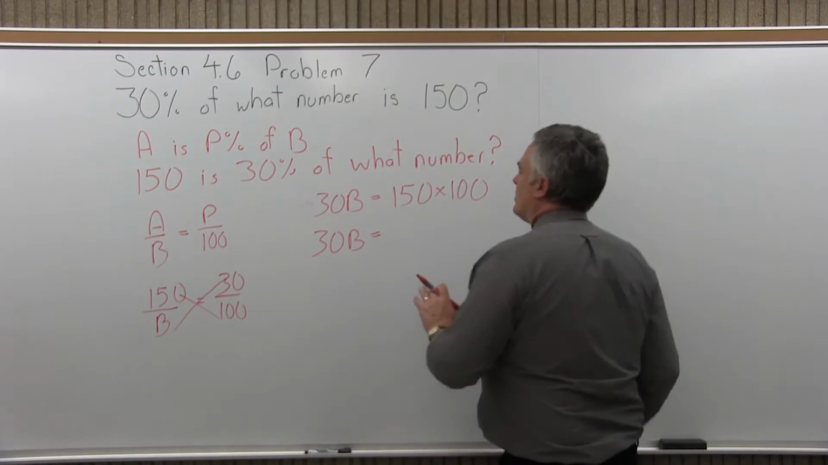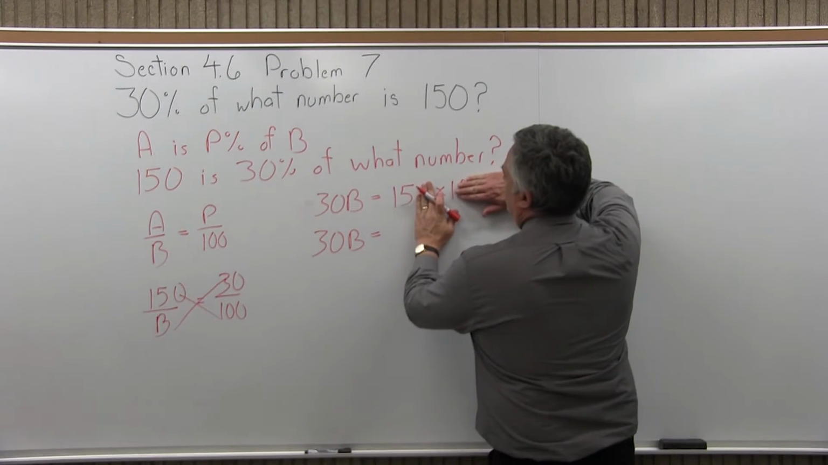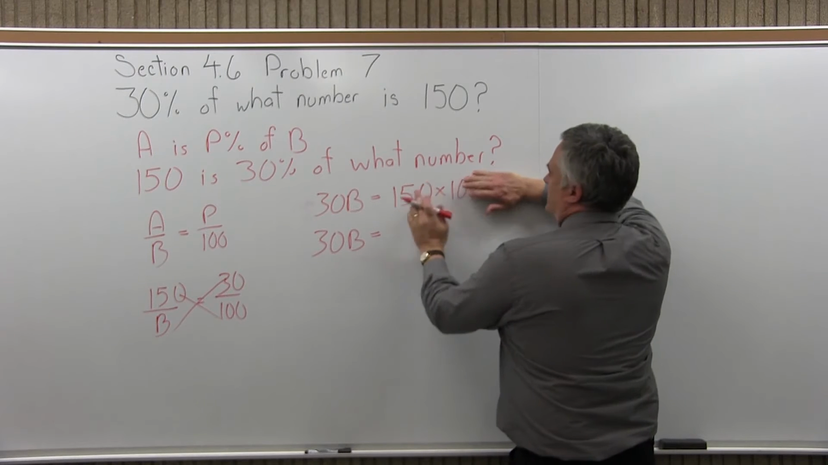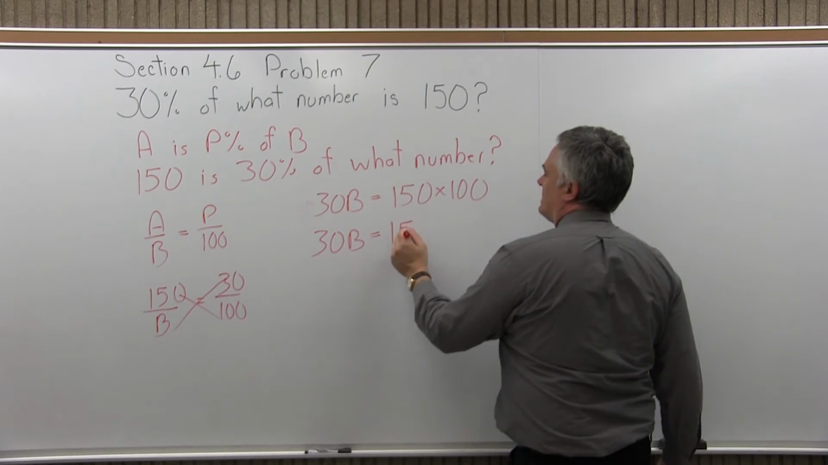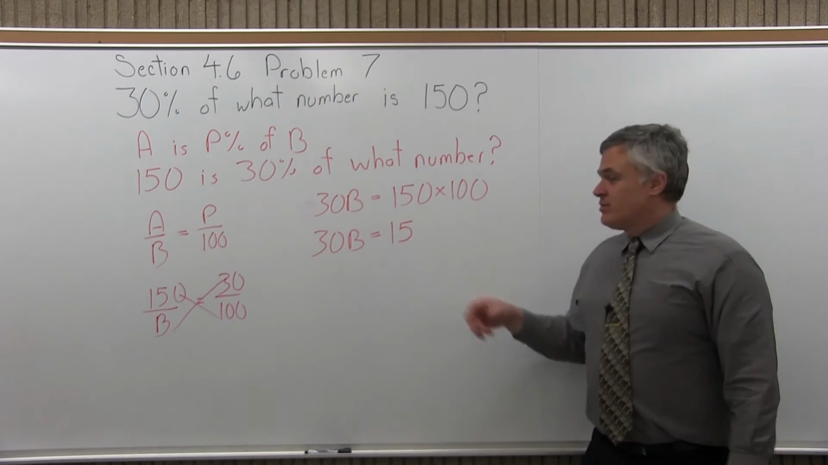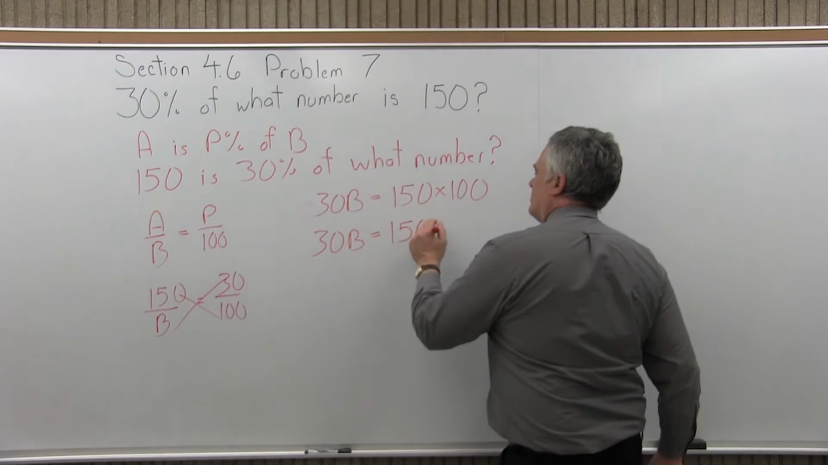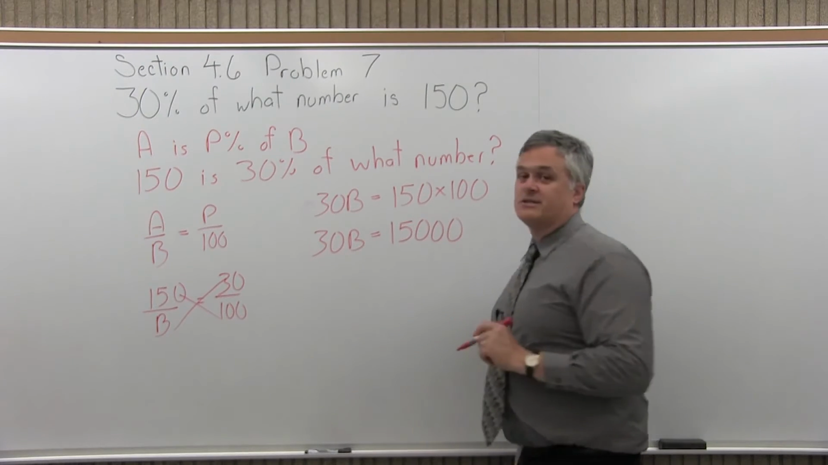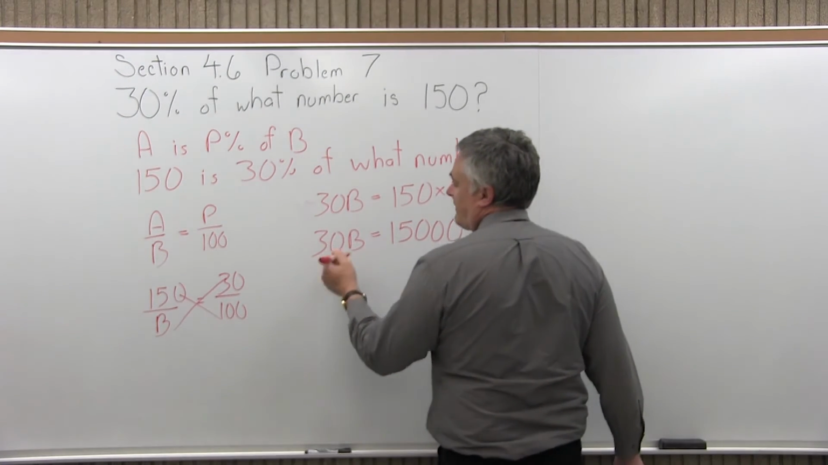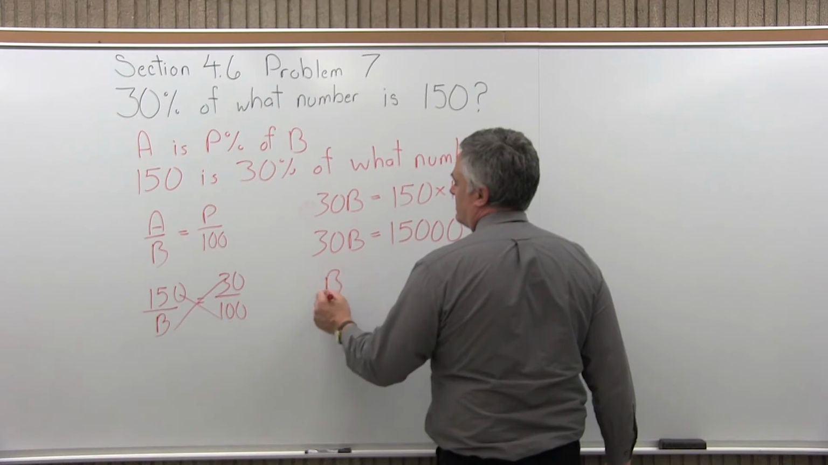Now, the 150 times 100, those are very large numbers, but they're actually very easy to multiply. So what you want to do is just temporarily ignore the zeros and just think of it as 15 times 1. That's super easy. 15 times 1 is 15. Now, how many zeros did we ignore? 1, 2, 3. You put 3 zeros back. 15 with 1, 2, 3 zeros after it is 15,000. So 30B equals 15,000.